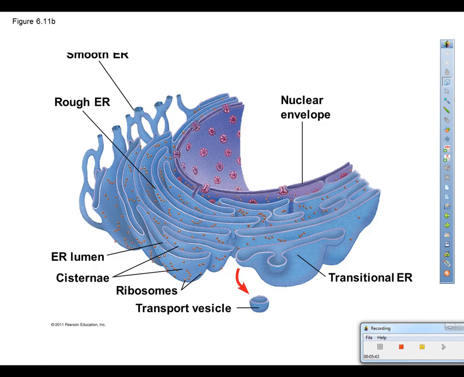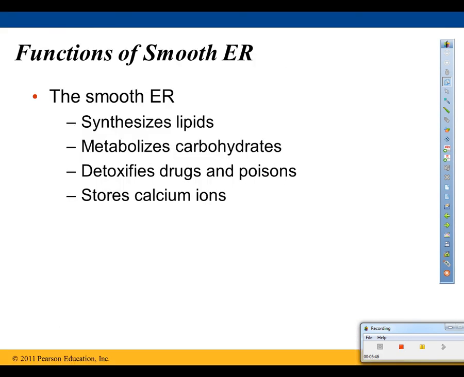And there's an up close picture in the electron microscope. So smooth ER synthesizes lipids, metabolizes carbohydrates, so makes carbohydrates, detoxifies. I think that's a good one, and stores calcium.